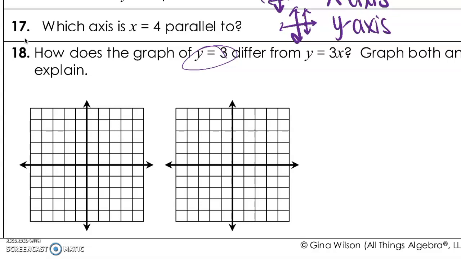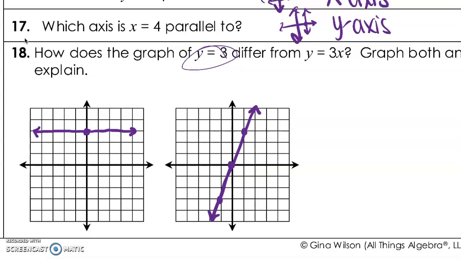If we look at y equals 3, we start up here and go straight across. Y equals 3x means we start at 0 and go up 3, right 1, down 3, left 1. So you could talk about their slopes. You could talk about one is slanted, one is not. You could talk about their y-intercepts. Y equals 3 has a y-intercept of 3. Y equals 3x has a y-intercept of 0. So lots of different things show how those two things are different.